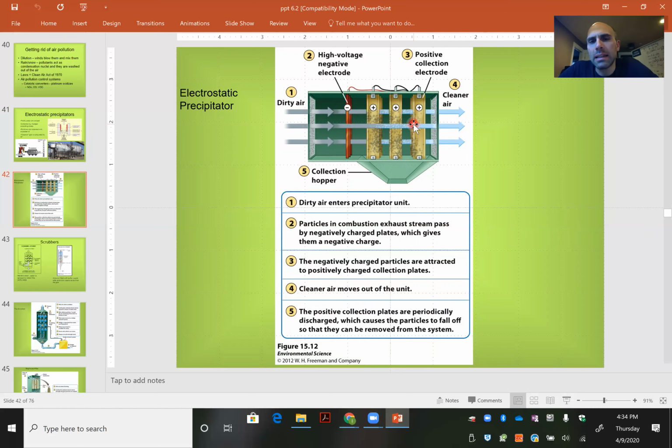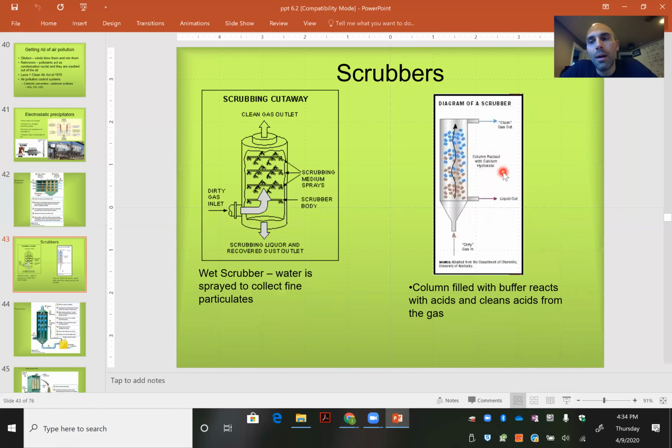Now, again, this is just a step-by-step of what's going on. Dirty air comes in, particles are negatively charged, they're removed by the positive plates. The positive plates can then be taken out and cleaned, and the cleaner air moves on through. Now, not only do we have electrostatic precipitators, but we also have these things called scrubbers.